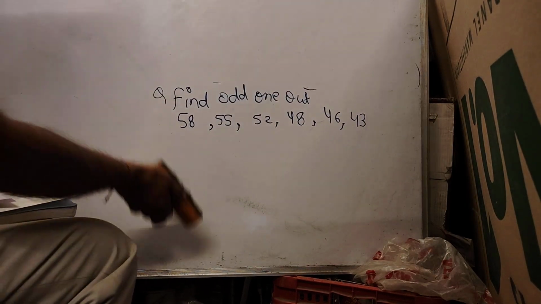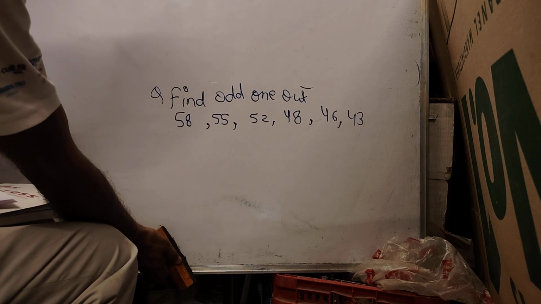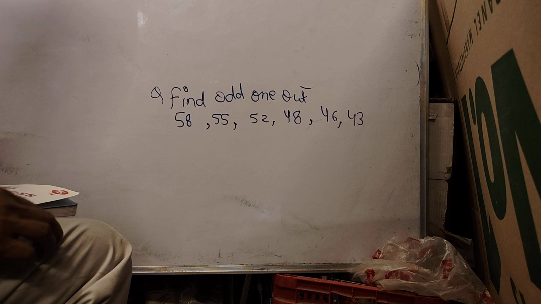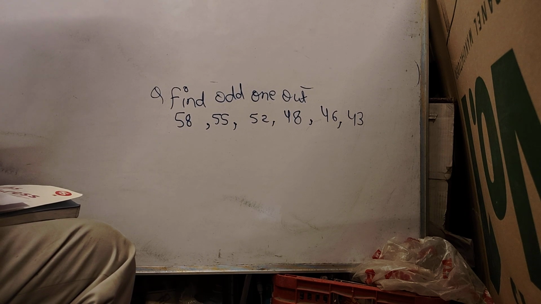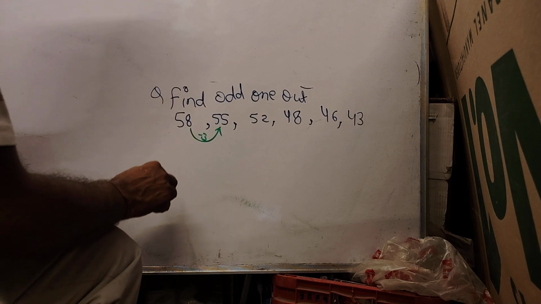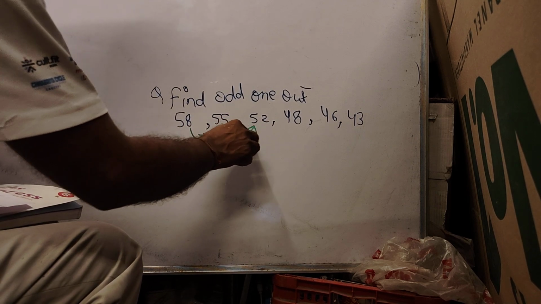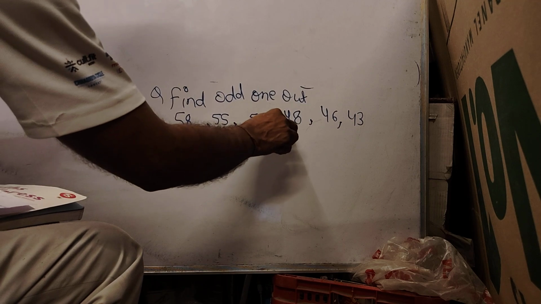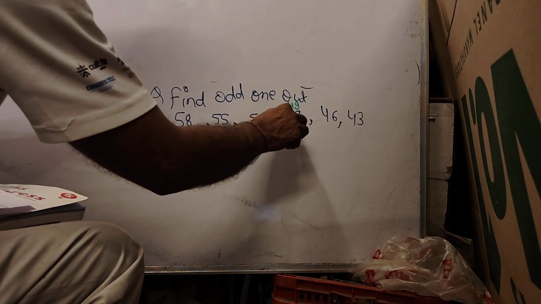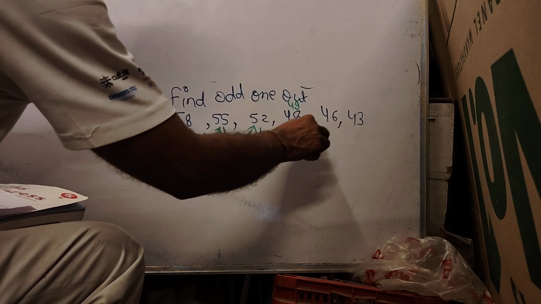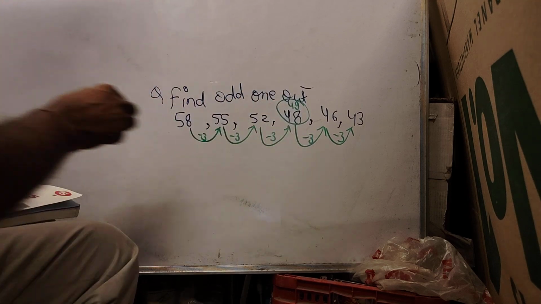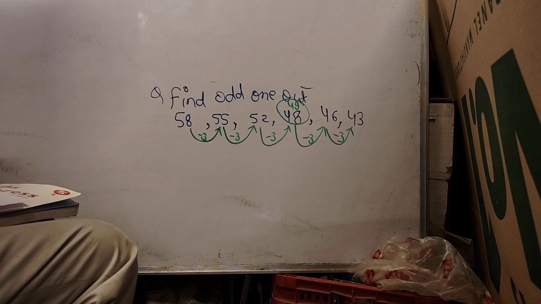I think it's 48. Yes, but can you explain? So basically, if you see, you have to subtract: 58 to 55 is minus 3, and then 55 to 52 is minus 3. So that means the pattern will continue, and the next will be 49, not 48. And that will also be minus 3, and that was also minus 3. So yes, this 48 is not matching with this series. Correct.